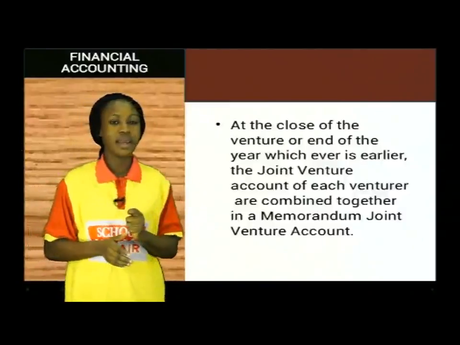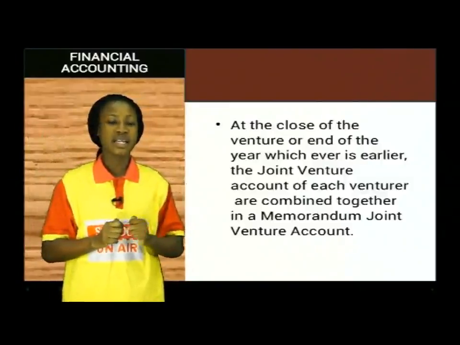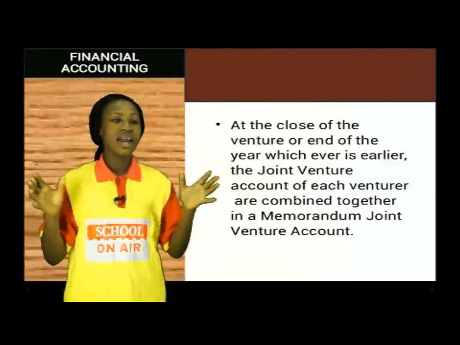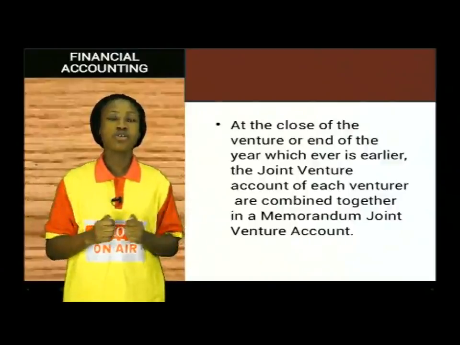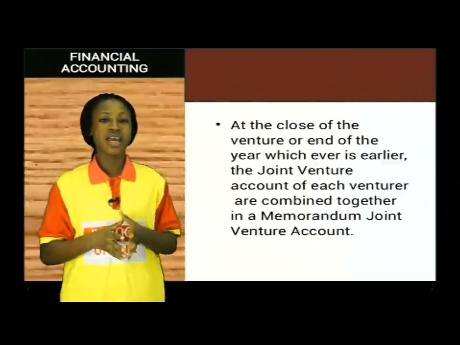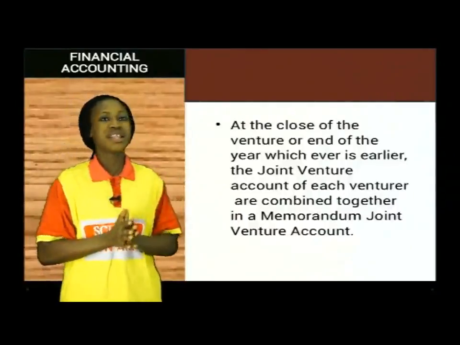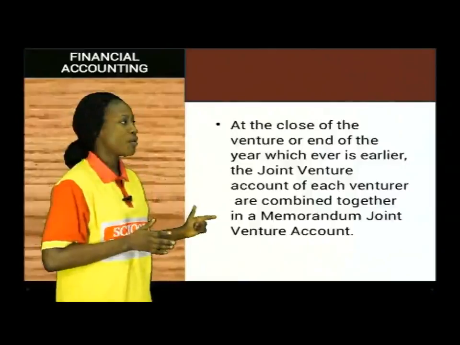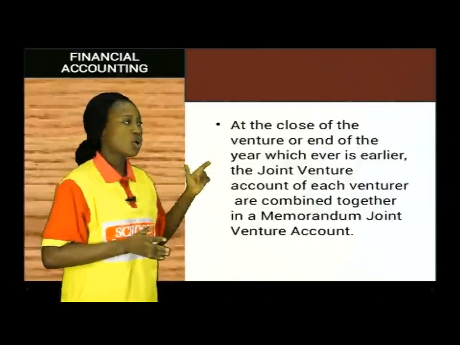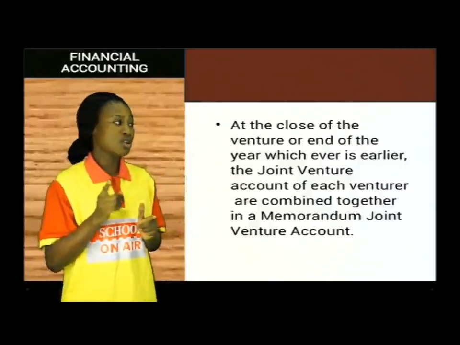What are we saying here? Mr. B has prepared his account, Mr. A has prepared his account. At the end of the accounting year, at the end of the venture, we want to know the profit, we want to know the loss. We are going to combine these two accounts together, Mr. A and Mr. B's account. Bringing it together will form what we call our memorandum joint venture account. And what is the memorandum joint venture account doing for us?